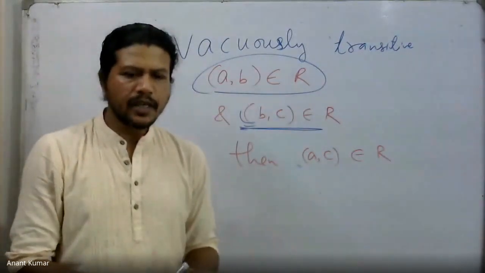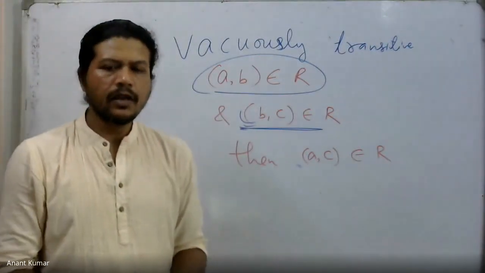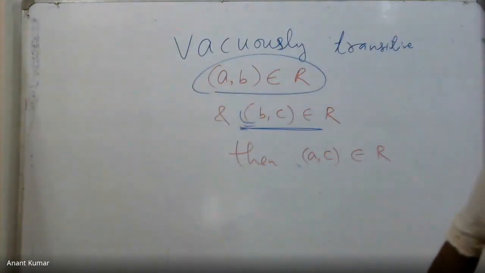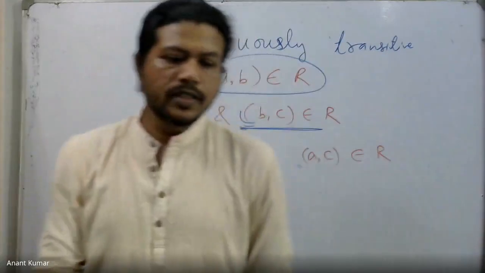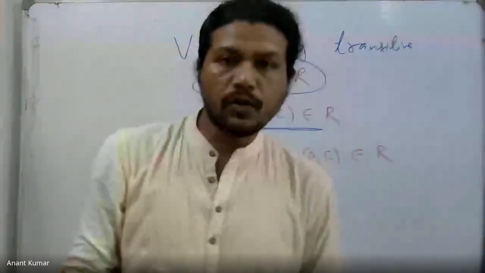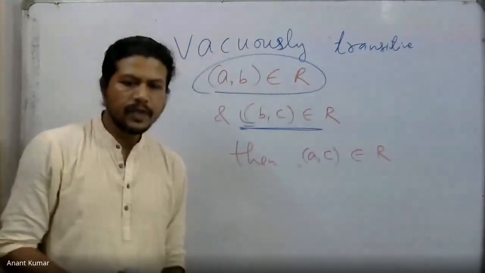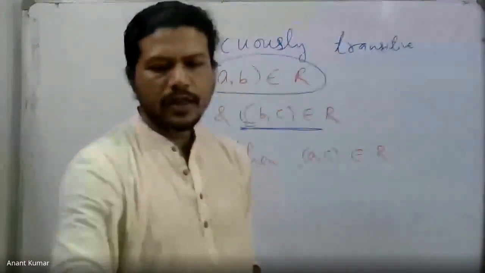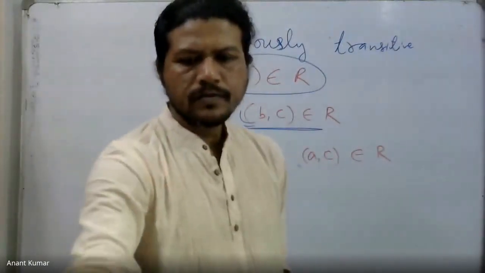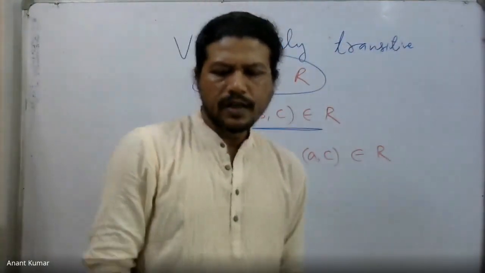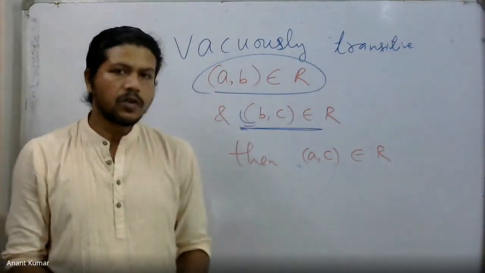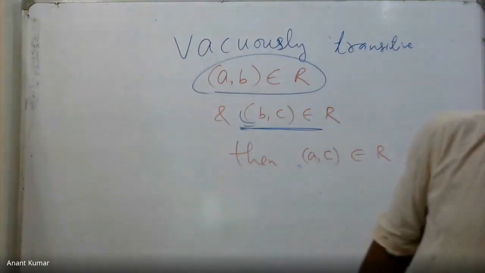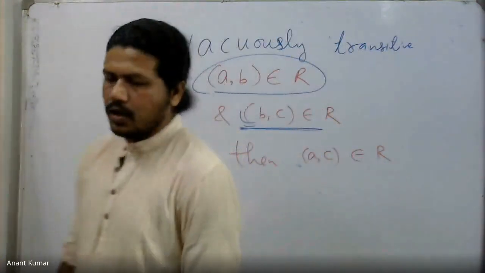If A comma B is there but B comma C is not there, then there is no need of comparison. In that case, according to this definition that we have, the vacuously transitive relation will be taken to be a transitive relation. I hope that is going to clear it up. It was not very standardized earlier, but possibly people are now going to take it to be that way. So we shall take it this way.